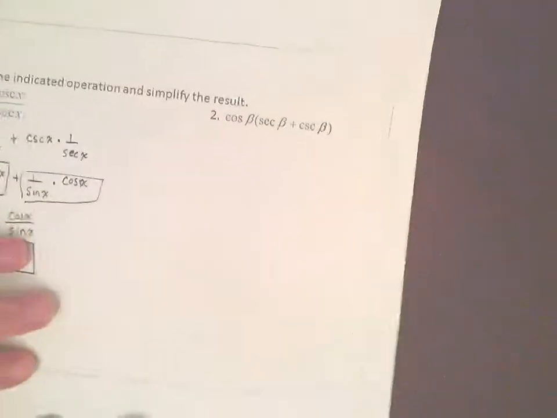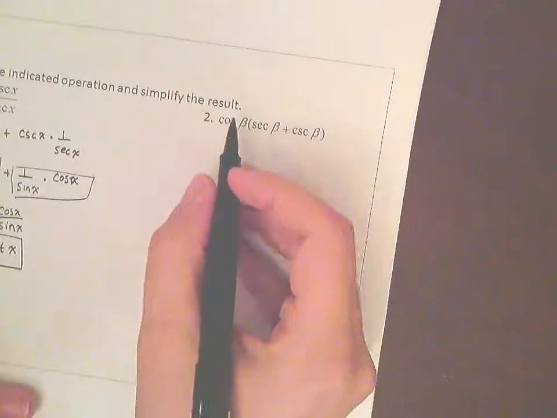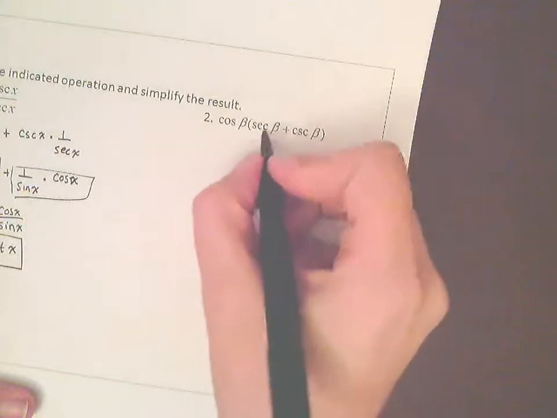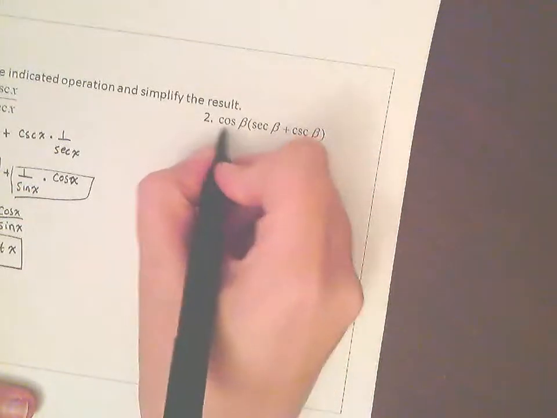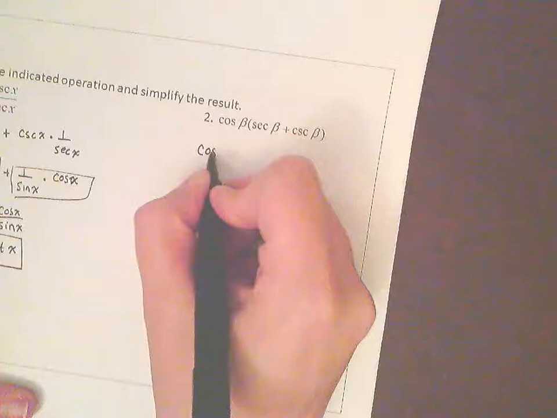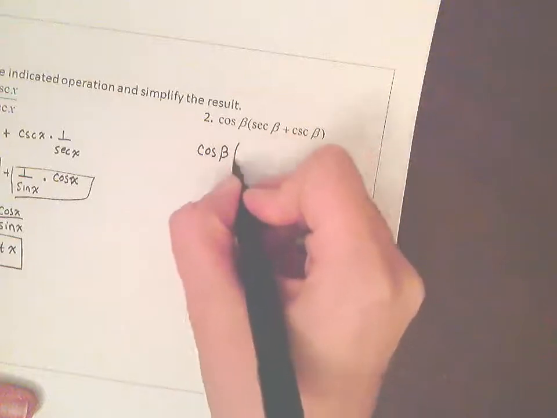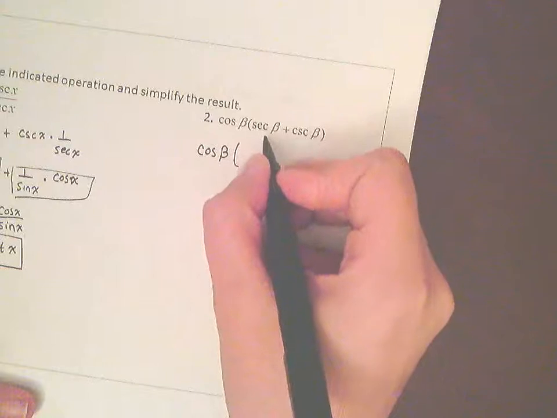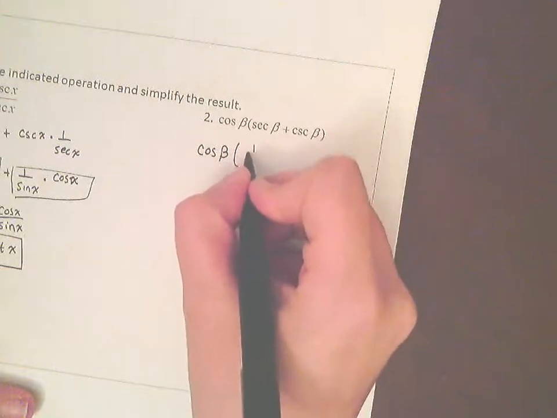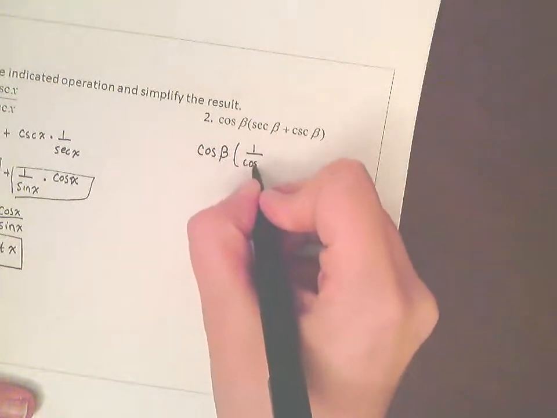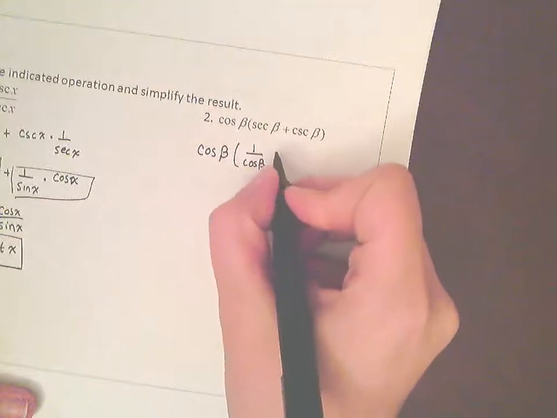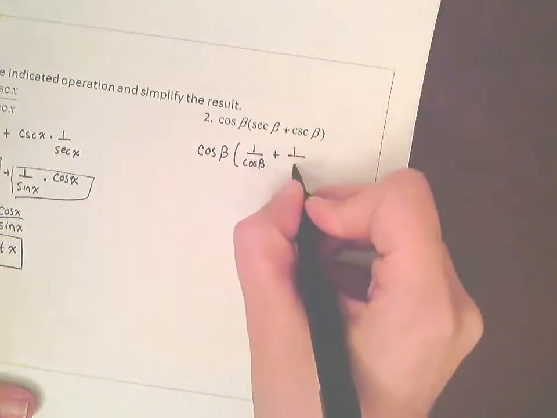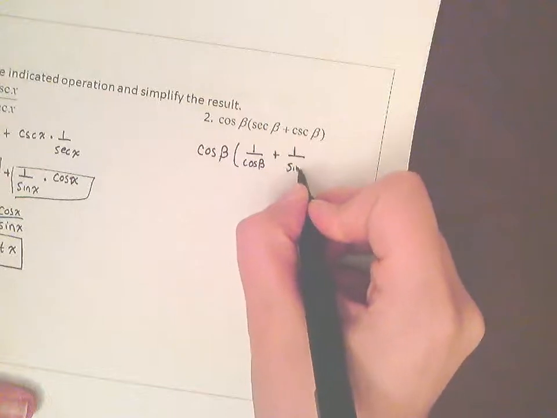All right. Number 2. Number 2, we're going to do something very similar. Cosine is where we want it to be. It's still cosine. So I'm going to put cosine of beta, but secant, I'm going to rewrite it using the reciprocal identity, which is 1 over cosine of beta. And then cosecant, I'm going to rewrite it as 1 over sine of beta.